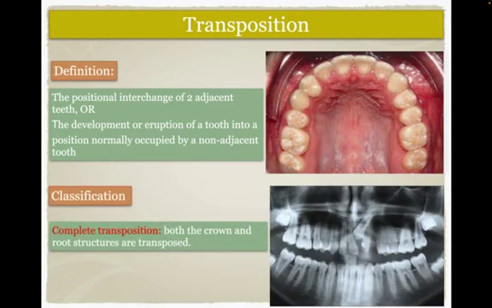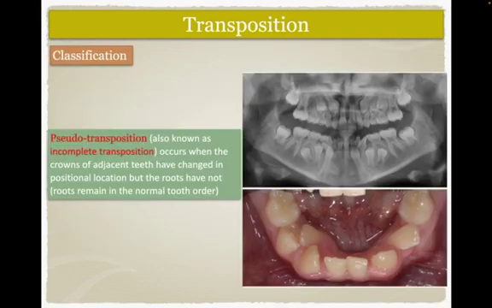Now, classification. This transposition can be classified as complete transposition, in which case the crown as well as the root have exchanged position with the transposed tooth. For example, here as you can see in the OPG, this is the lateral incisor and this is the canine. So the canine is taking the place of the lateral incisor, crown and root all together. So this one we call complete transposition.